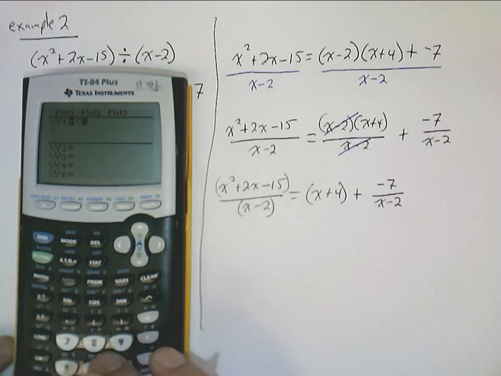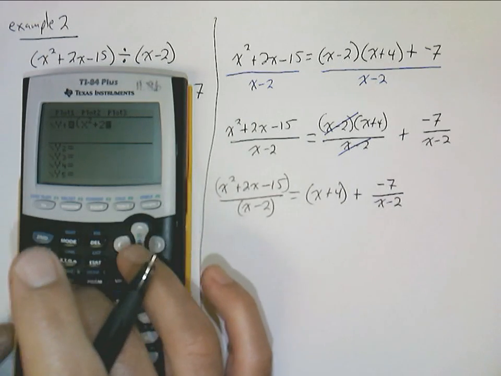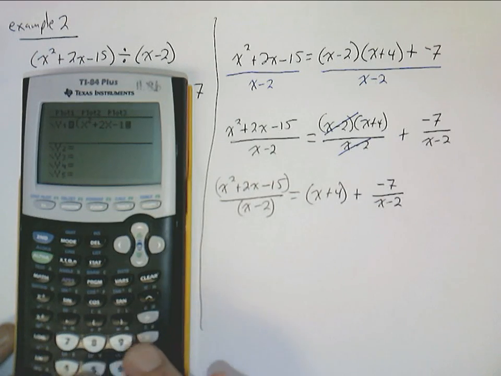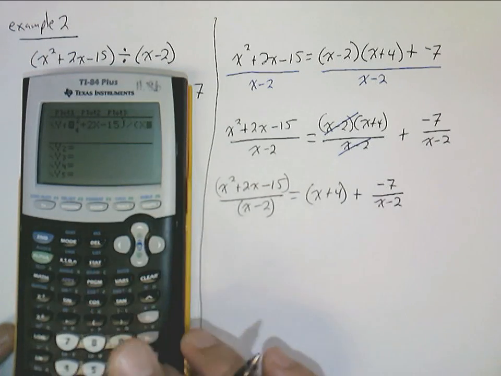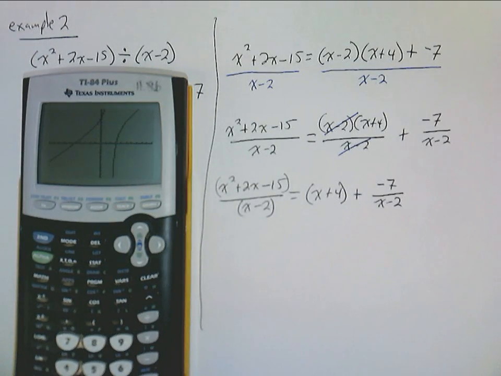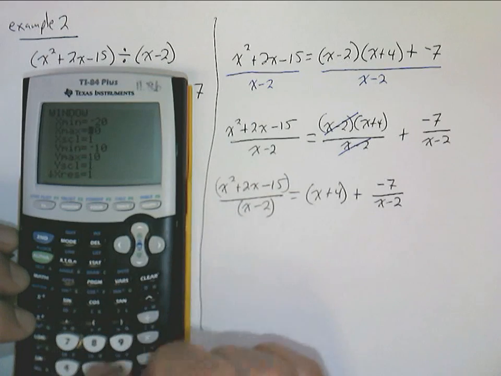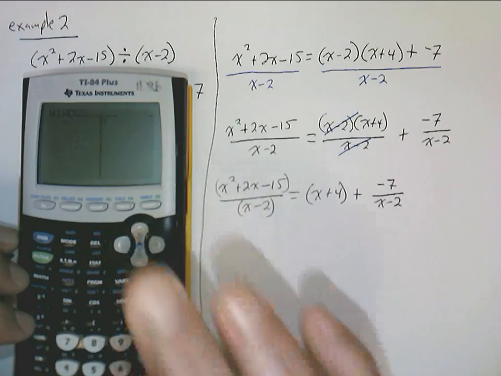So put parentheses around the numerator. X squared plus 2x minus 15 divided by, in parentheses, x minus 2. If we graph that, that looks a little strange. But let's zoom out a little bit. I'm just going to change my window. Let's go from negative 20 to 20 on both axes. See if we can see this a little bit better.